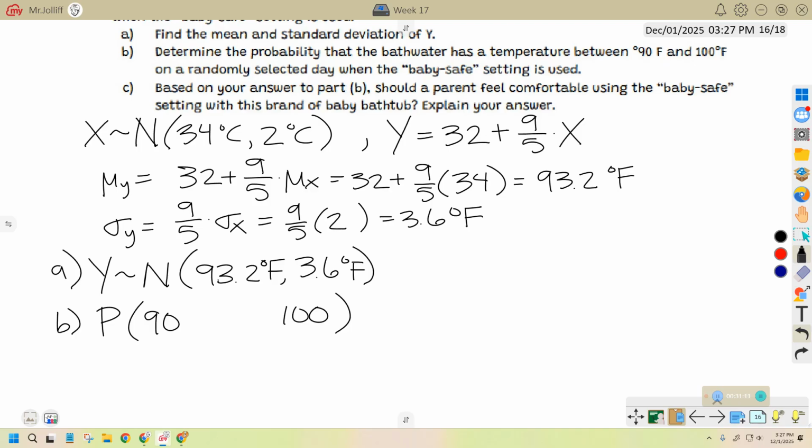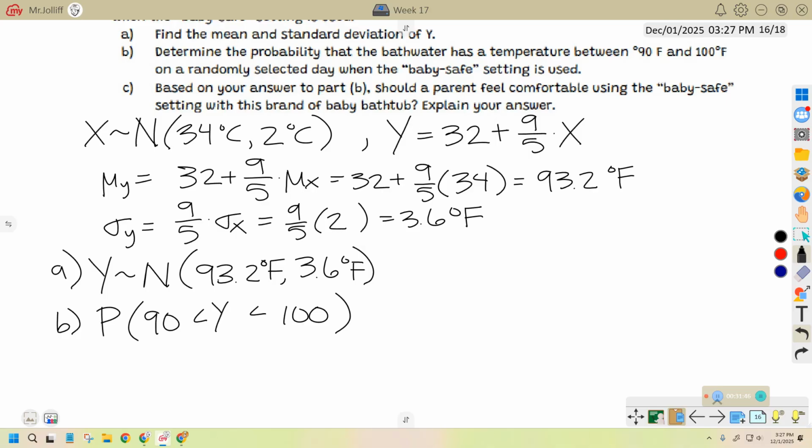I'll give you a hint. It has to do with units. What were that 90 and 100 measured in? Fahrenheit or Celsius? Fahrenheit. Yeah, X was Celsius, Y was Fahrenheit. That 90 and 100 were in Fahrenheit. We're dealing with Y. Y is in Fahrenheit. Meaning I'm working here. 93.2 is my mean, 3.6 is my standard deviation.